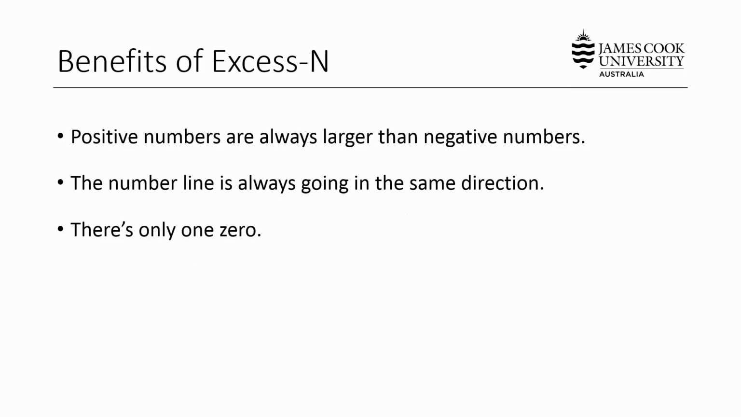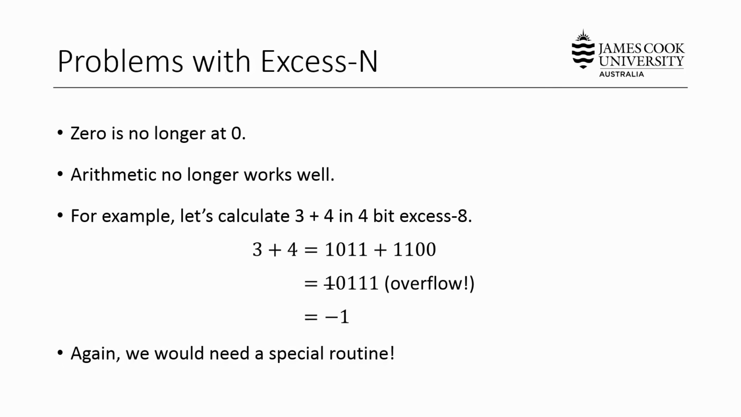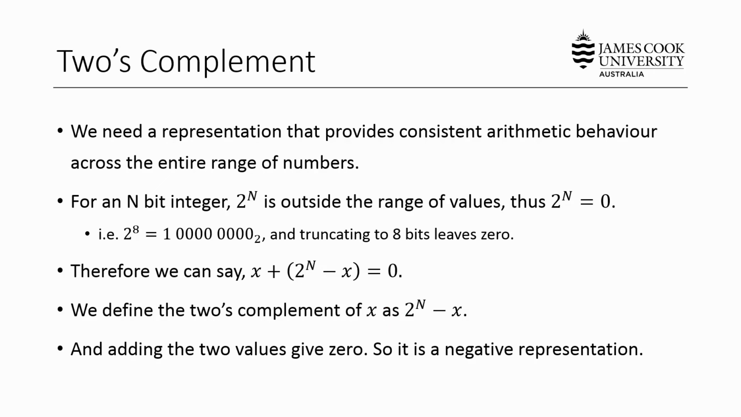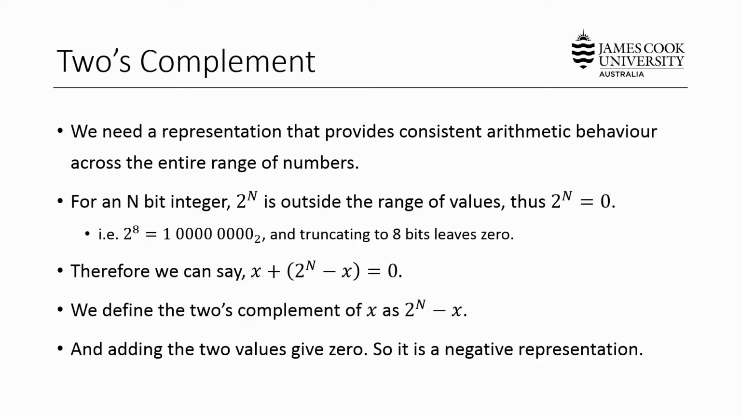So 3 plus 4 becomes 1011 plus 1100. As a result, the overflow would go forward and it would also generate an error and give the incorrect result. So instead of being 7, it gives -1. So for this method, we would also need a special routine. This brings us to our best method. Let's just have a quick look.